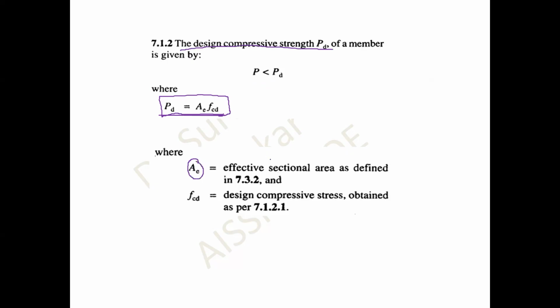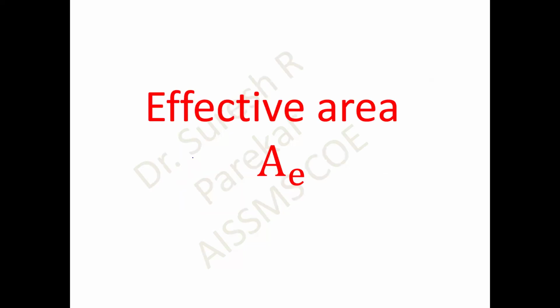AE we have effective sectional area as defined in 7.3.2, and FCD we have according to 7.1.2.1. So these two criteria are important to find value of AE and FCD. Means to get PD, we require only these two values. Now we will see how we will go with these two values. First we will go with AE.